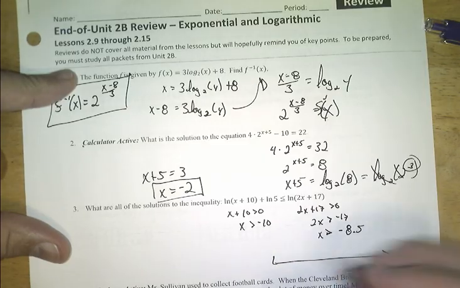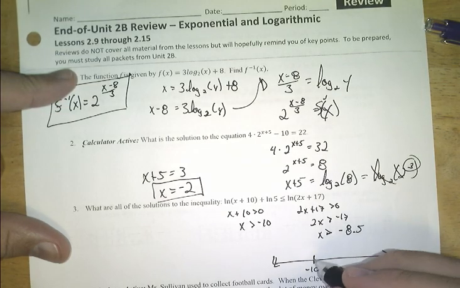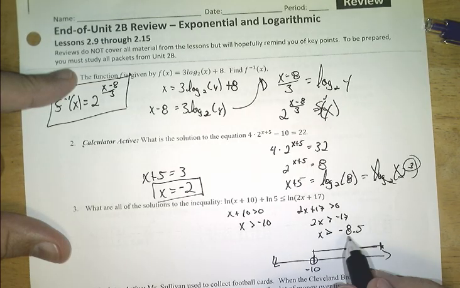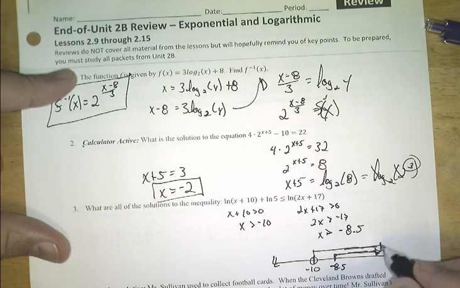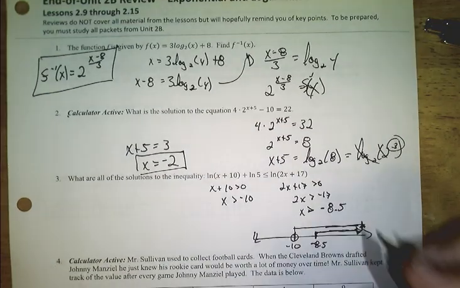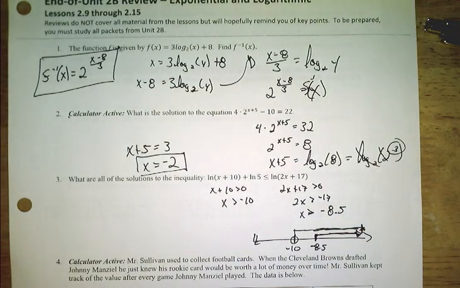Make sure you always draw this number line. It makes things much easier to see. So negative 10 is right here, and that's going to be open. And we need everything bigger than negative 10. And then I have negative 8.5, which is a little bit bigger, so I'll make this right here, negative 8.5. And we need everything bigger than negative 8.5. So right now, anything bigger than negative 8.5.